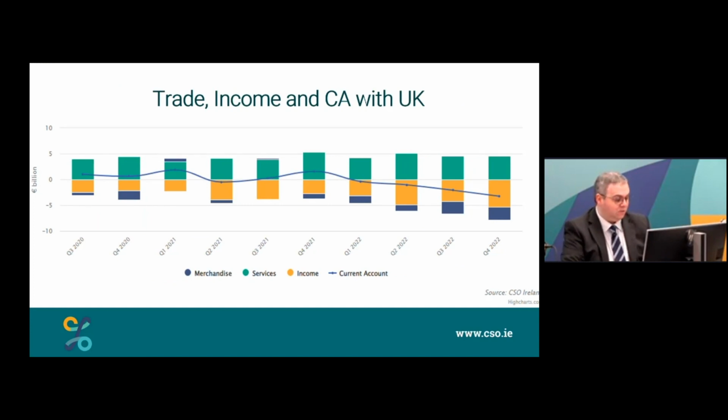Looking at our current account with the UK, the trade balance with the UK has decreased by 2.2 billion euros, and net income outflows have increased by 2.7 billion compared with the fourth quarter of 21. And the result is a current account deficit of 3.3 billion in the fourth quarter of 22, down 4.8 billion from the surplus of 1.6 in the fourth quarter of 21.